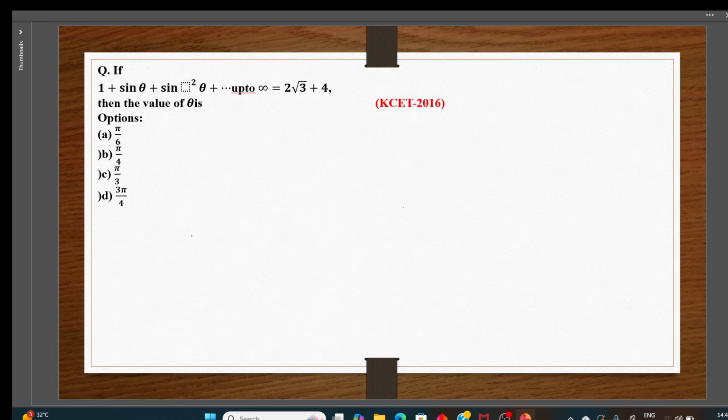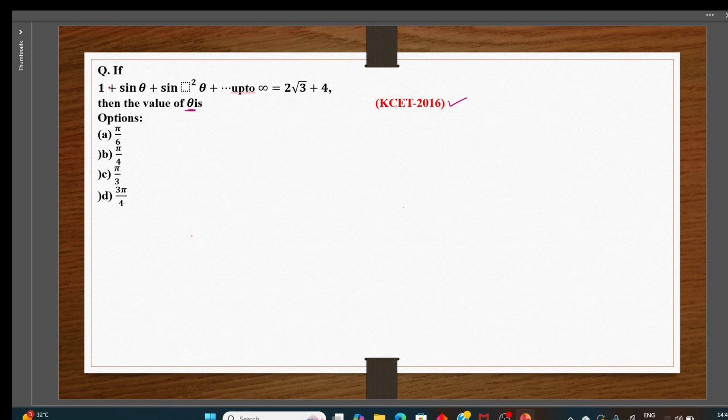The first question: if 1 plus sin theta plus sin square theta plus sin cube theta plus sin to the power of 4 theta and so on up to infinity is equal to 2 root 3 plus 4, then the value of theta is. This question is from KCET 2016.